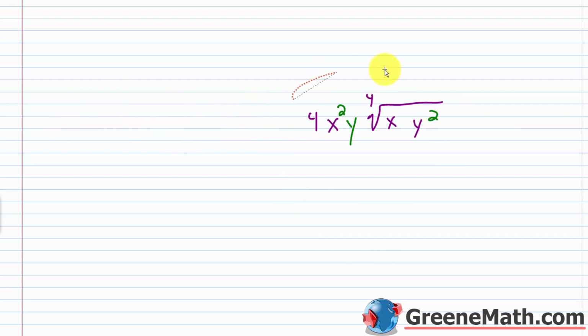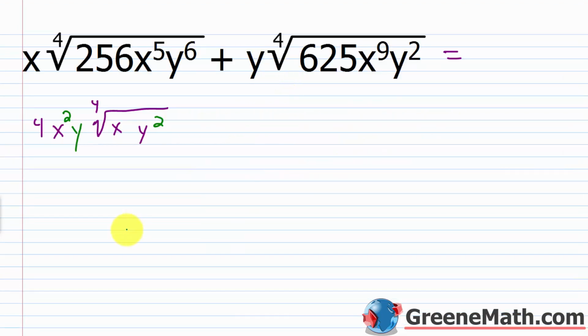And let's go ahead and drag this back up to the top. All right, for this guy right here, we have y times the fourth root of 625 x to the ninth power y squared, so let's put plus. We already know 625 is a perfect fourth. The fourth root of 625 is 5. So I can go ahead and write this as 5y. And then I'll put a little bit of space here.